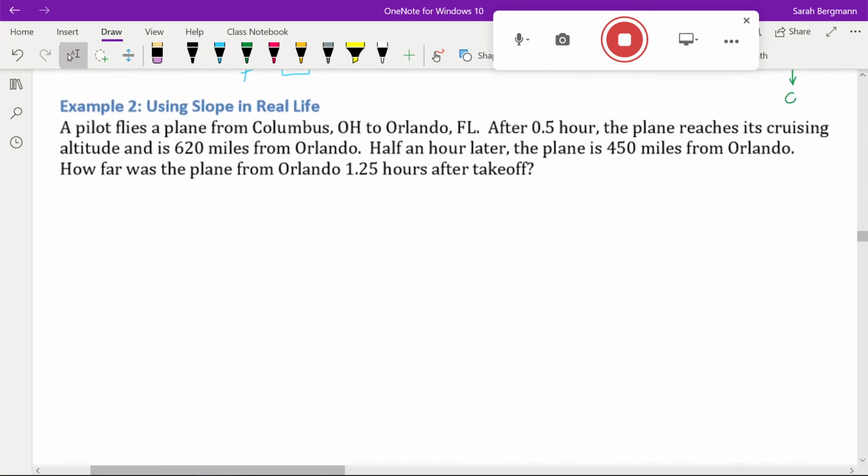Okay, let's talk about using this in a real-life problem. It says a pilot flies a plane from Columbus, Ohio to Orlando, Florida. After half an hour, the plane reaches its cruising altitude and is 620 miles from Orlando. Half an hour later, the plane is 450 miles from Orlando. How far was the plane from Orlando 1.25 hours after takeoff? So let's assume that the plane is moving at a constant speed.